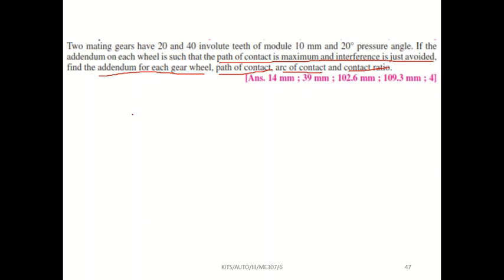First let me write the given data. They have given the number of teeth in pinion and wheel. Number of teeth in pinion is T equal to 20. In the wheel, number of teeth is 40. What else have they given? Module value is 10 mm.